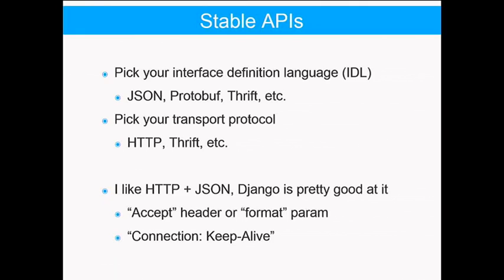I like HTTP and JSON because they're super easy to do. Django does them really well out of the box. And HTTP is great if you actually read the spec, or don't even read the spec, read the Wikipedia page on the spec, you'll learn a lot. Things like the accept header. So if you can start with HTTP plus JSON, and if your server respects the accept header, you can support multiple encodings going forward. You can say, I accept application JSON or text JSON. In the future, you can say, I accept application protobuf or protobuf version 2, whatever.